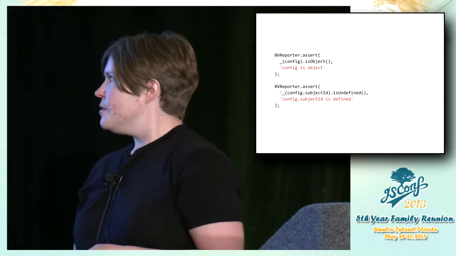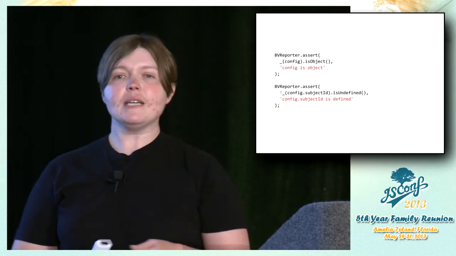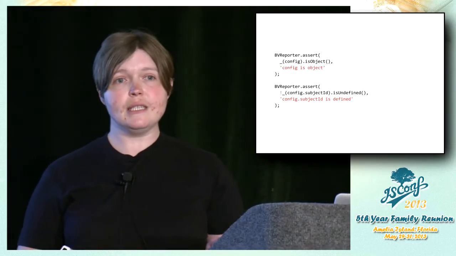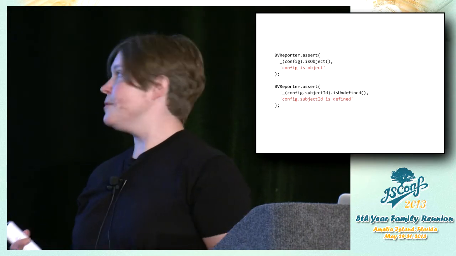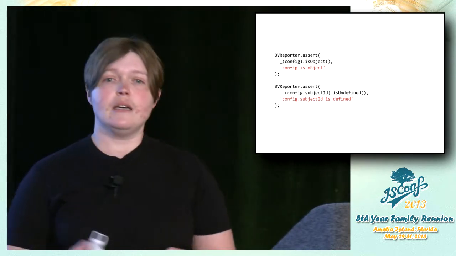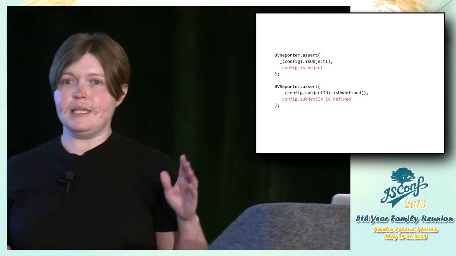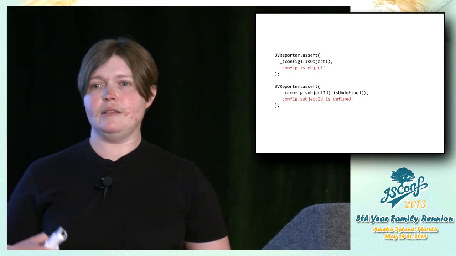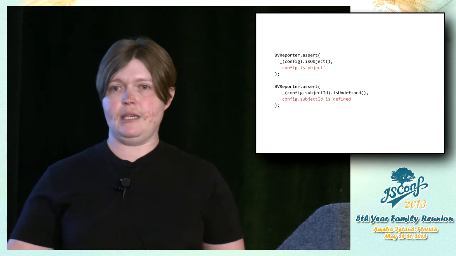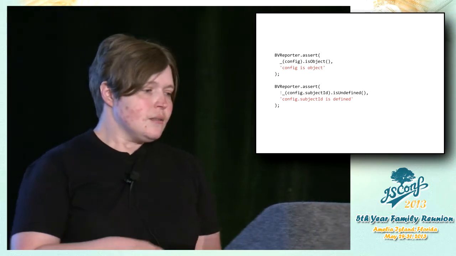We added just these really simple assertions to our code base to say, I expect that right now that config is an object. I expect that it has a property of subject ID. And if these two things are wrong, blow up. Please make noise now rather than 400 milliseconds from now when the AJAX request that gets fired 3 lines later finally responds. And so just adding these was really simple.